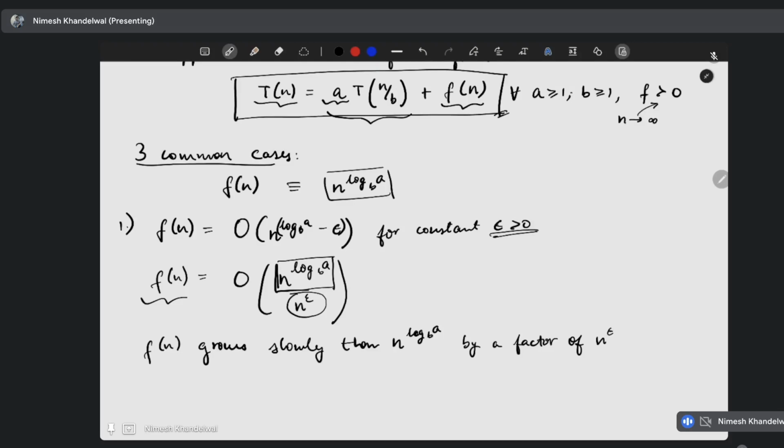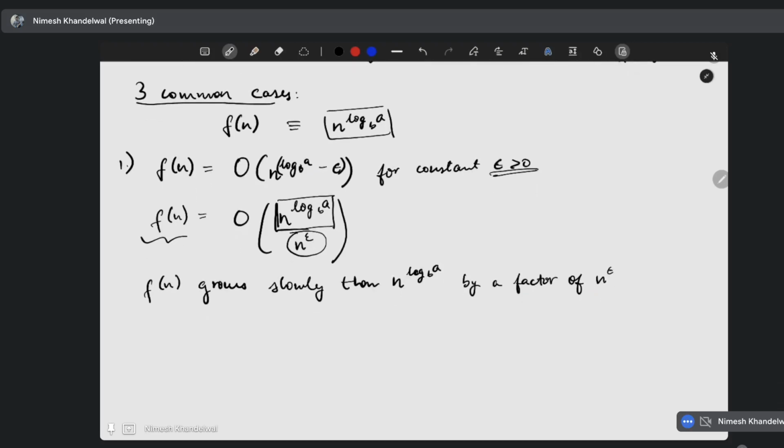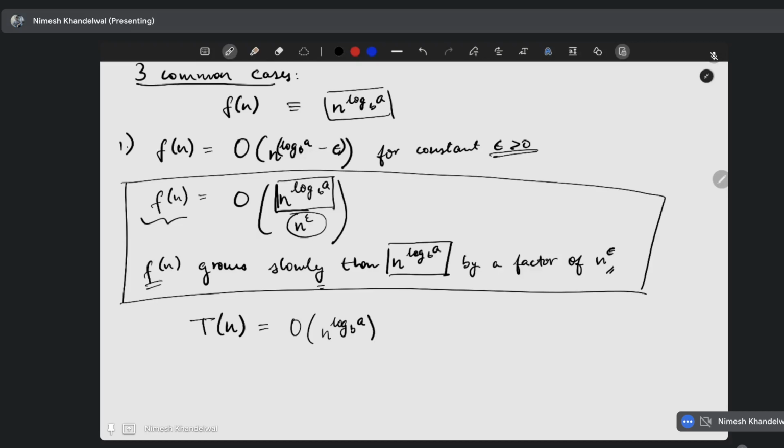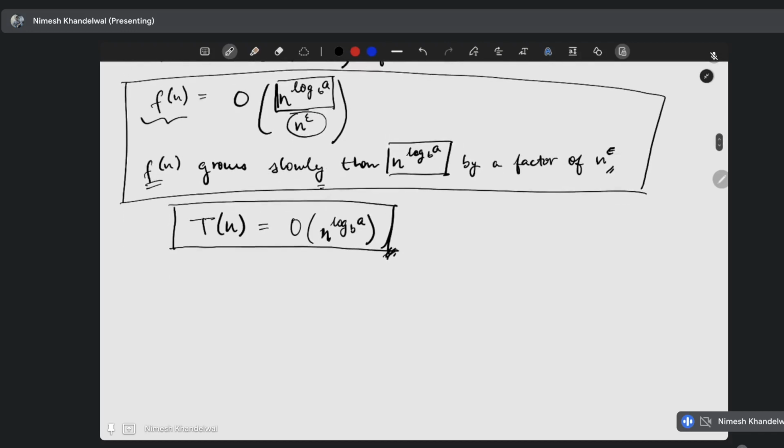So in this particular case, when f of n grows slower than the thing that we are comparing it against by a polynomial factor, like n to the power some constant, the time complexity of the complete algorithm is of the order of n to the power log a base b. So this is the first case.